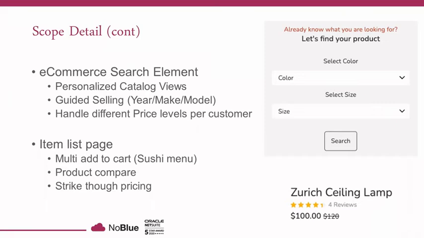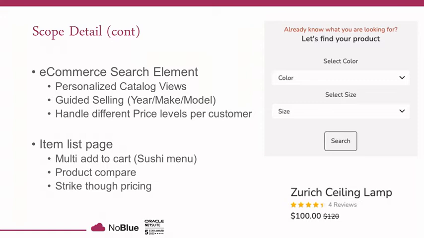It's worth mentioning a little bit of the features and functionality that are interesting. For e-commerce search elements, we can have what's called in NetSuite SCA the personalized catalog views. This is a core feature functionality that lets you group items and customers and have customers access different segments of the commerce catalog. We can have a guided selling.